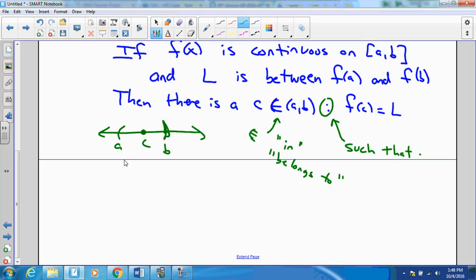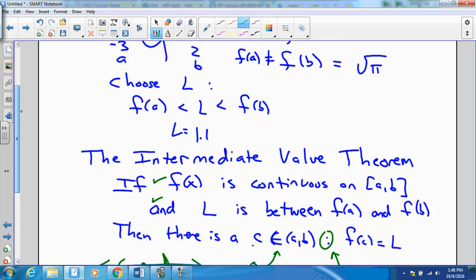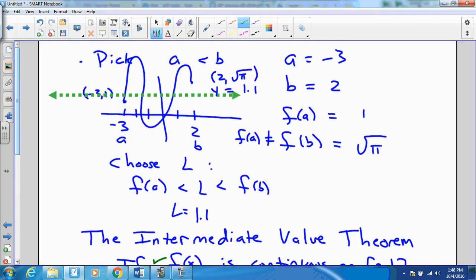So the way to read this is, if we meet the two conditions, continuous function and L is between f of a and f of b, then there is a C, somewhere between A and B, such that f of c is equal to L. In other words, if I draw the horizontal line y equals L, it will cut through the curve at least once. And here is at least once for me.